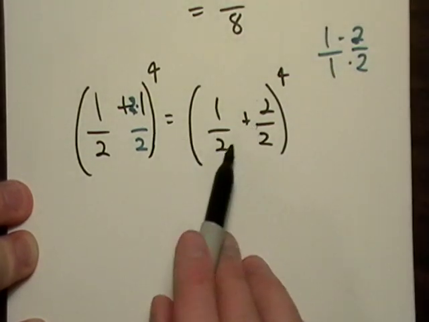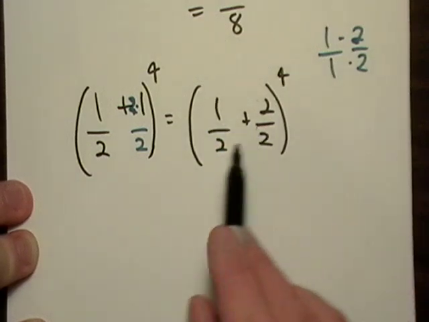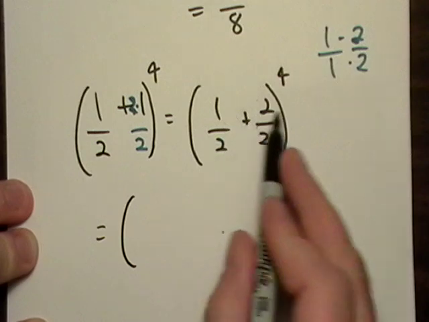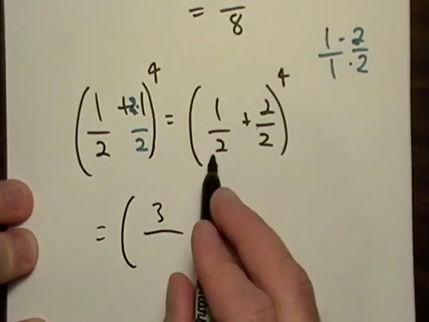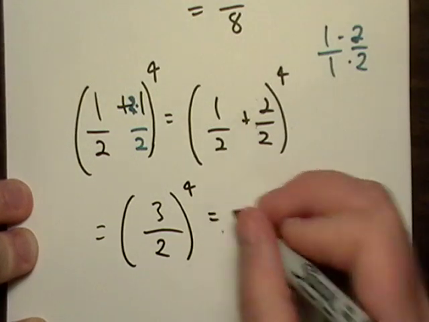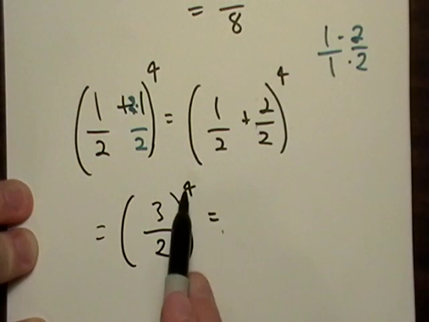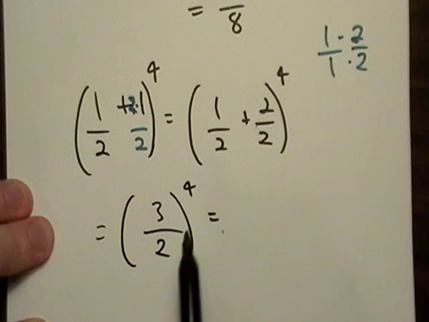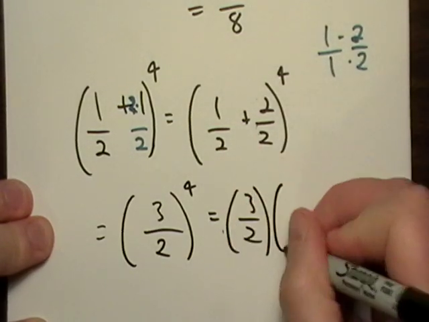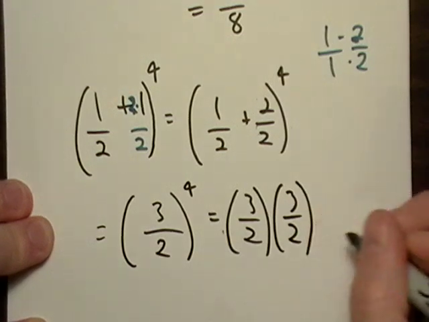Now I can just add. When you add fractions, remember that you just add the numerator, which is 3, and you leave the denominator alone. You don't do anything to that. Then we end up with 3 halves, all to the 4th power. So let's just go ahead and write that out.